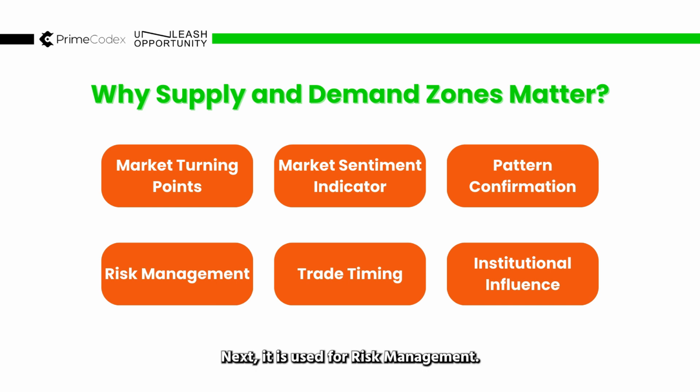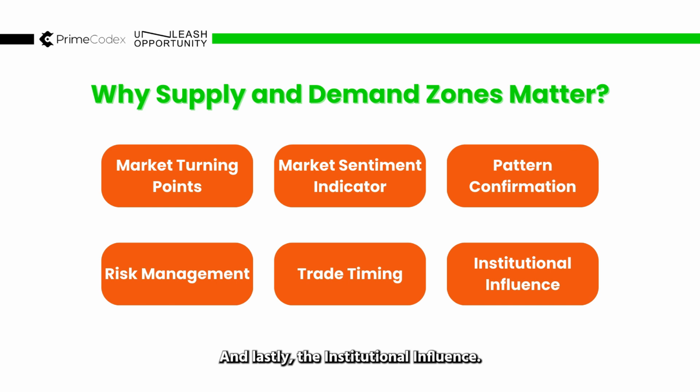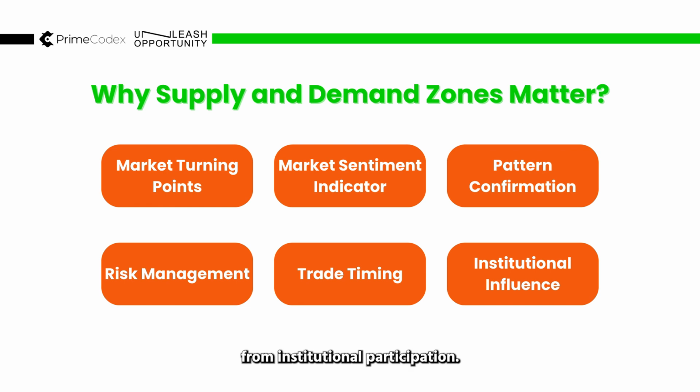Next, it is used for risk management. Zones aid risk definition. Placing stop loss orders near zones limits losses, leveraging the support or resistance effect. Fifth is trading timing. Traders wait for price in zones to match sentiment, enhancing trade timing and success probability. And lastly, the institutional influence. Institutional activity impacts zones affecting prices. Identifying zones allows retail traders to anticipate and benefit from institutional participation.